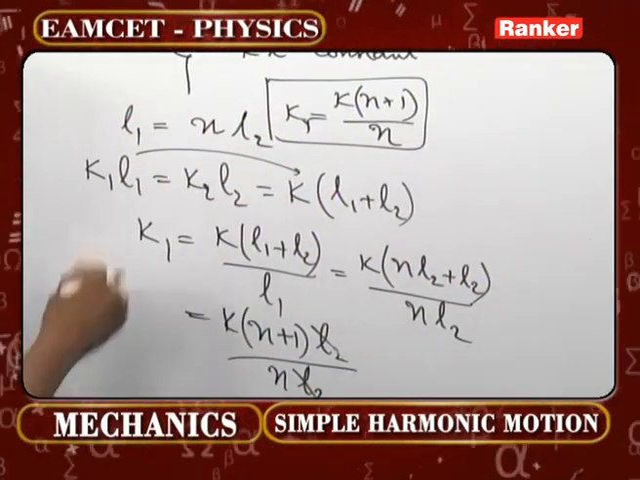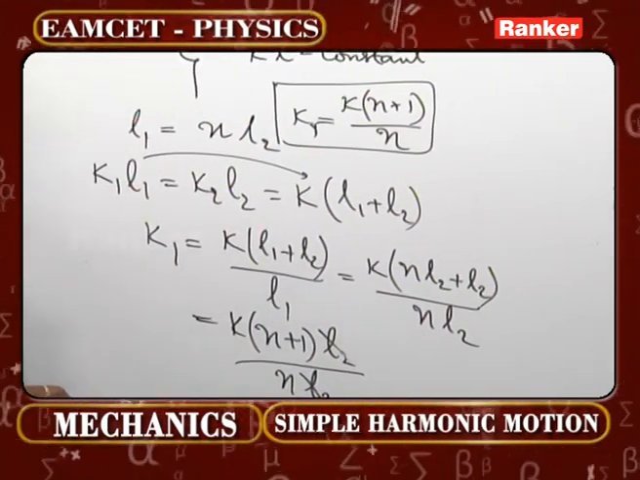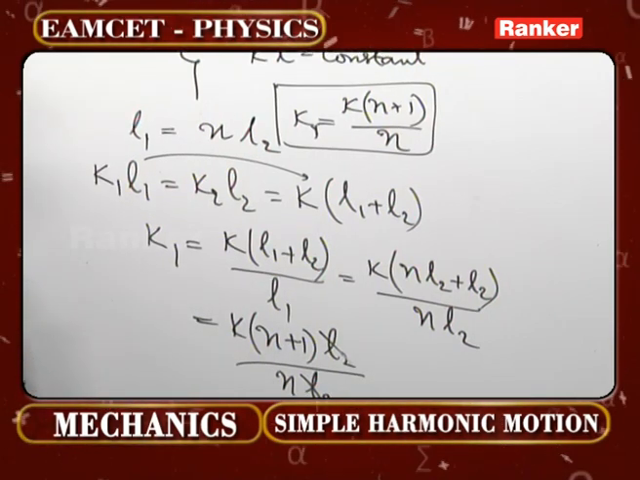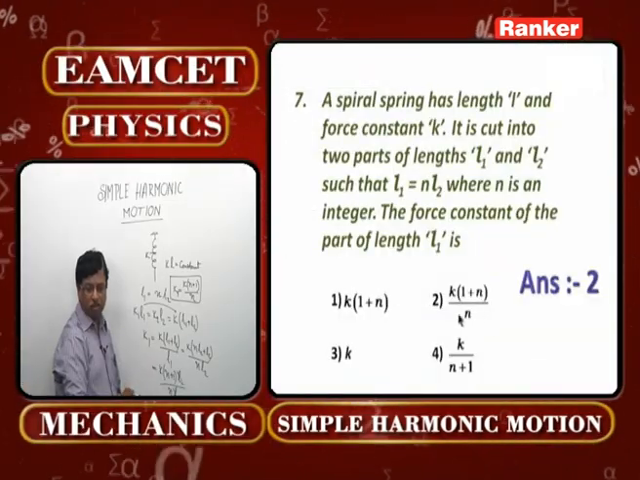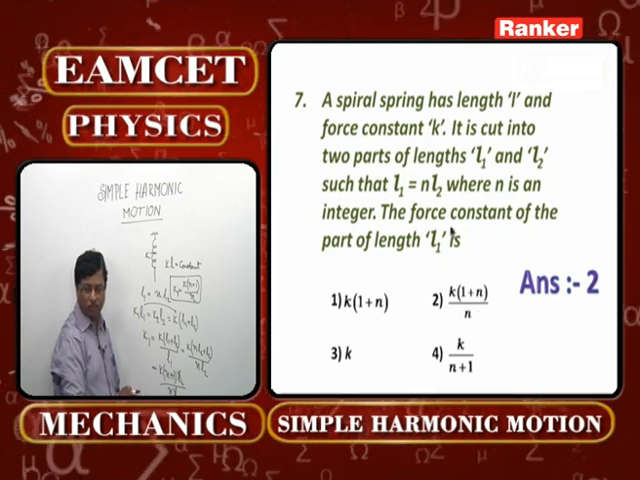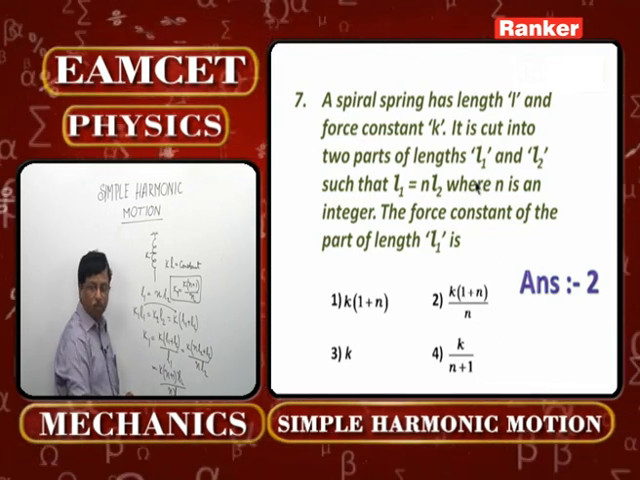Now look at the options, tallied with which option: K into (1 plus N) by N. The second option is tallying over there. So the second option is the correct option for question number 7. So that is the concept. Right, a wonderful model, a very important model also for you.